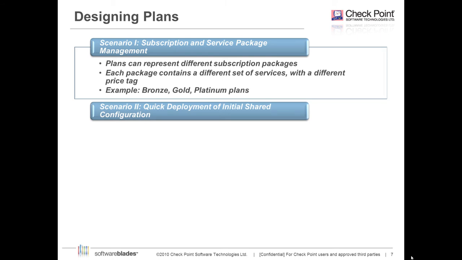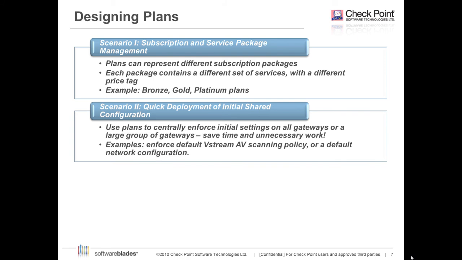In scenario 2, quick deployment of initial shared configuration. We can use plans to centrally enforce initial settings on all gateways or a large group of gateways. We can save time and unnecessary work. An example for that is to enforce a default vStream AV scanning policy or a default network configuration.